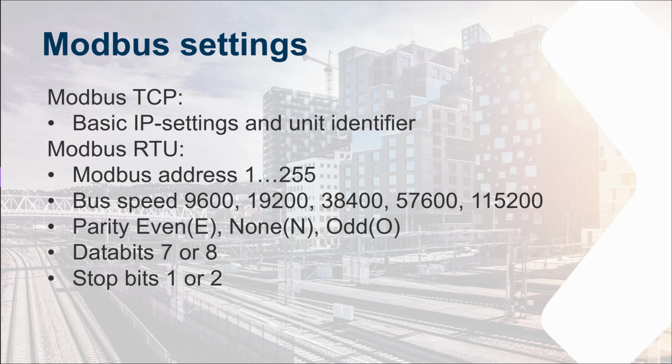Then we have Modbus RTU, which has a Modbus address. It can range between 1 and 255. Then we have different bus speeds, parity, data bits, and stop bits at the end. So all of these settings need to be matching between the device and the controller. The only unique setting is the address of the server device.